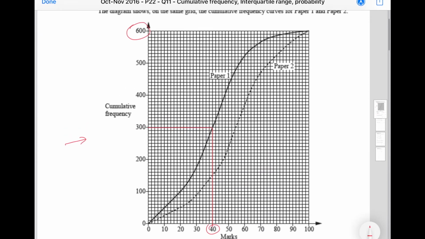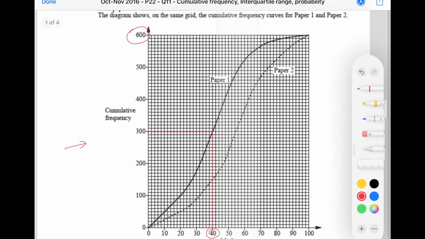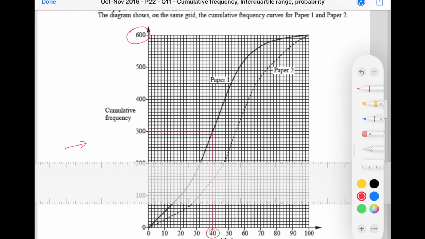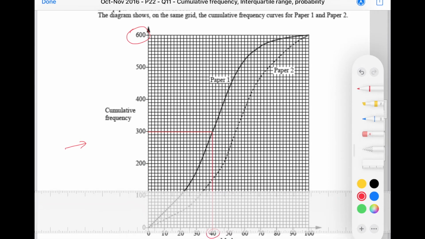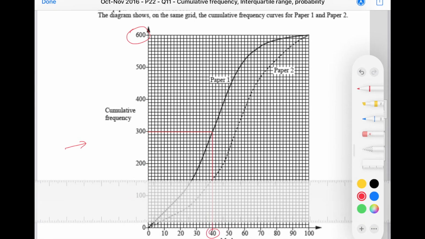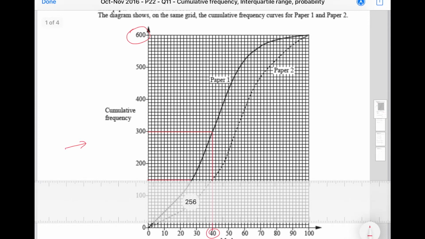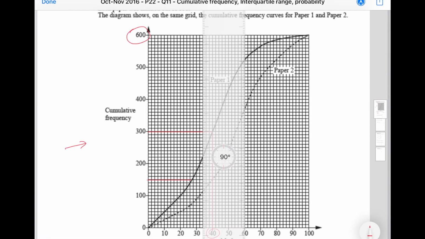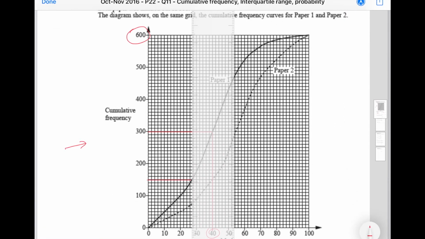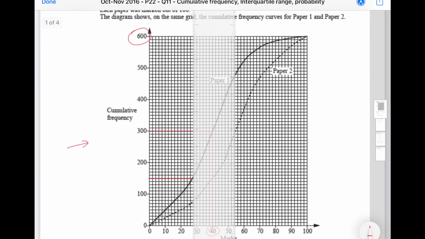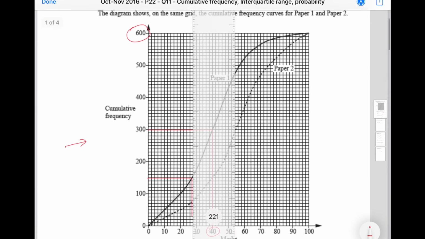In order to find the interquartile range, you need to divide 300 into 2 parts. That gives us 150. We draw a horizontal line at 150 over here to find the lower quartile, which comes out to be, let's see what it is. Let me be very precise with this. This comes out to be probably around 27.